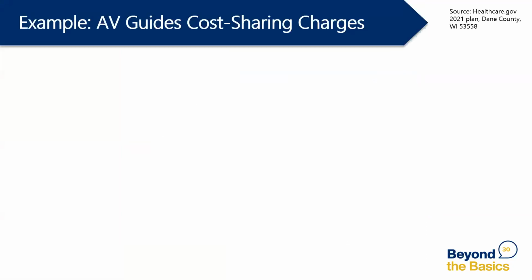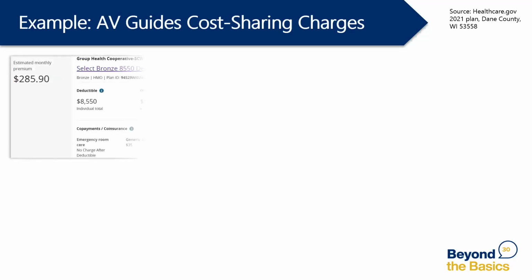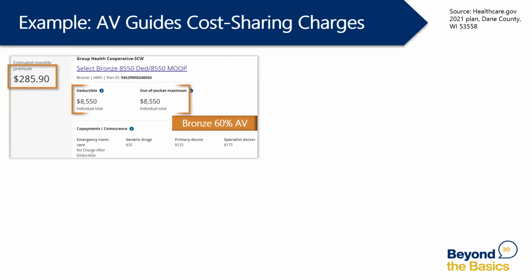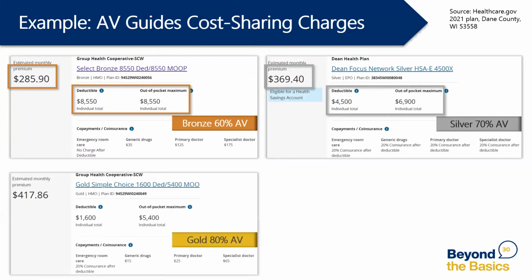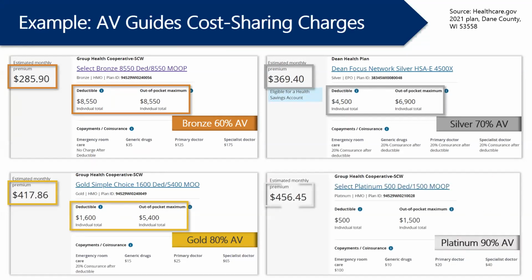So let's walk through a couple of different plans available in Dane County, Wisconsin that will help illustrate how AV impacts cost sharing. First, here's a bronze plan with 60% AV. Next is a silver plan with 70% AV. Then we have a gold plan with 80% AV. And finally, a platinum plan with 90% AV. As you can see, the higher the AV is for a plan, the higher that plan's monthly premium will be. And the lower a plan's AV is, the higher the deductible and out-of-pocket costs will be.